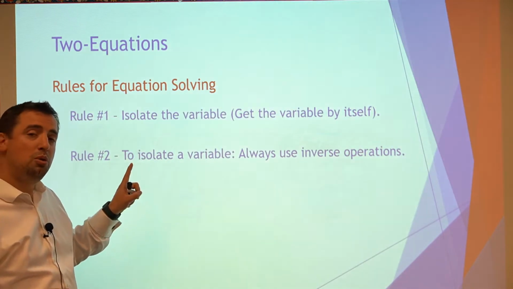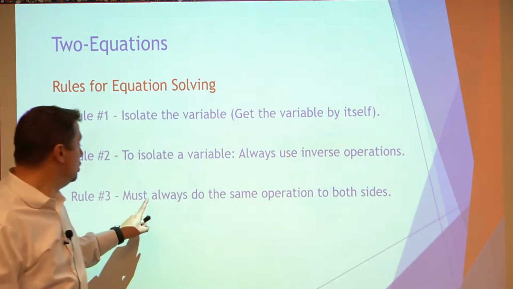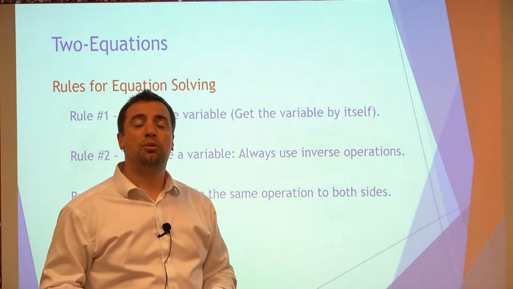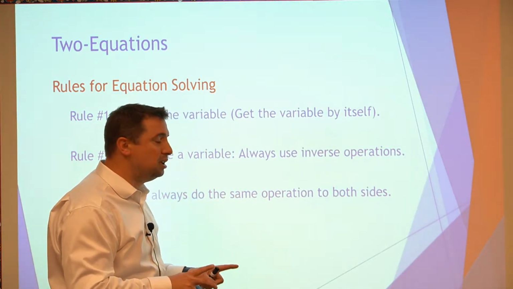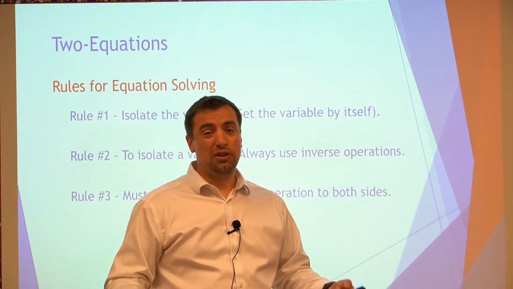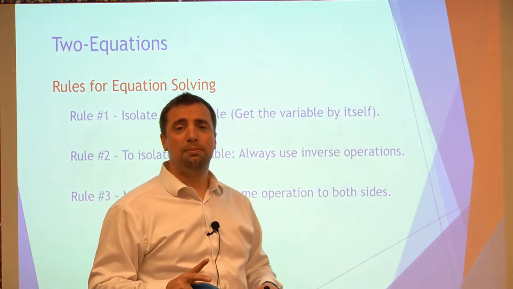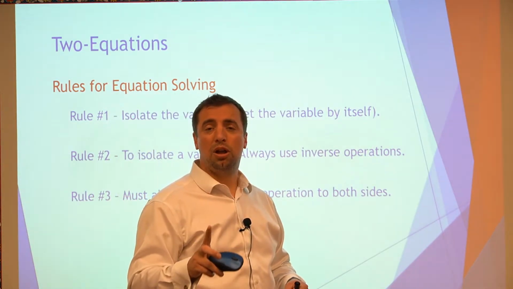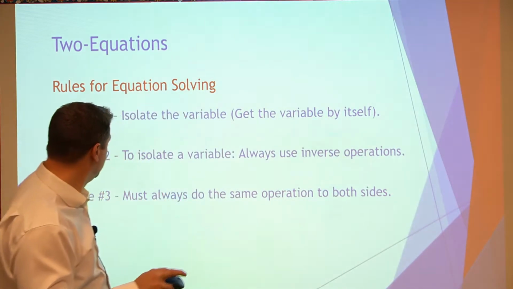Now, when we do that, we have to remember rule number three, which is to always do the same operation to both sides of the equation. If we don't, it's no longer the same equation, and we've made some drastic mistakes. We're no longer in balance. And remember, in the realm of mathematical adventure, we love balance.